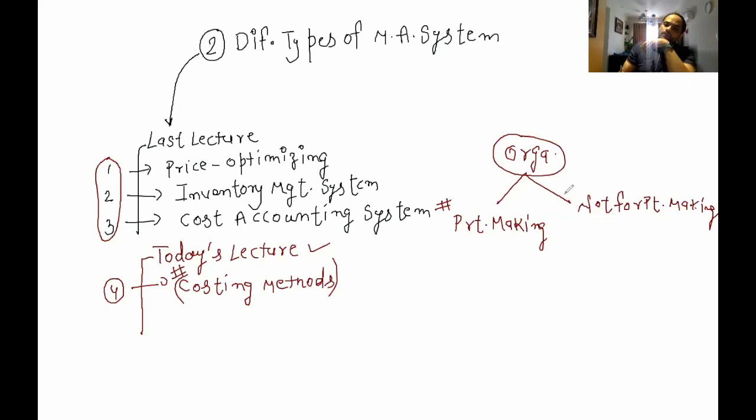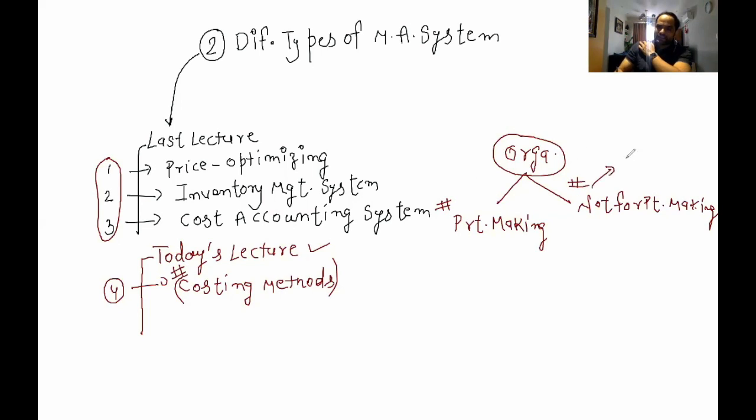Now, not-for-profit making. Not-for-profit organizations are companies whose objective is not to make profit, but to provide services to society. In simple words, they focus much more on providing free services to the societies, to the people, to the environment. That's called not-for-profit.